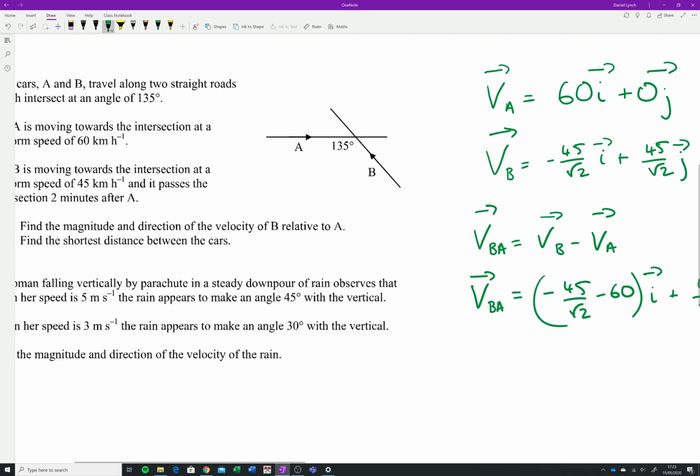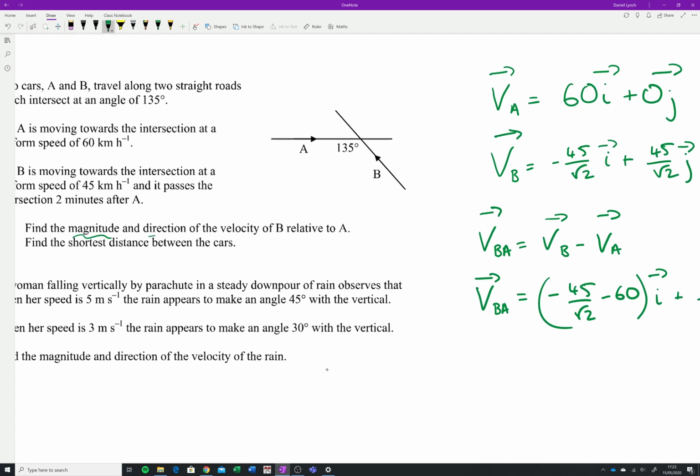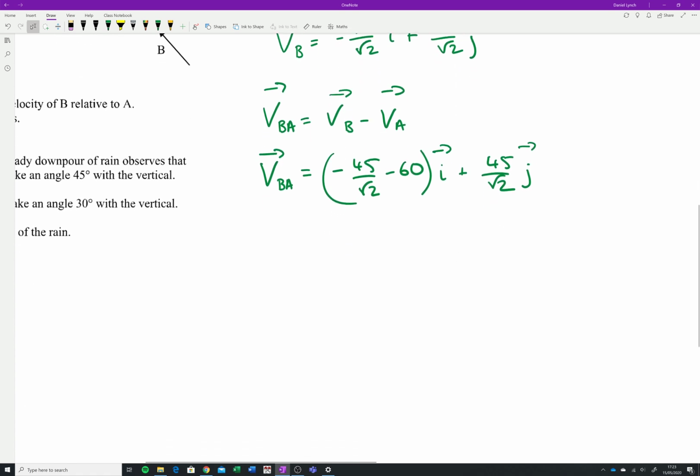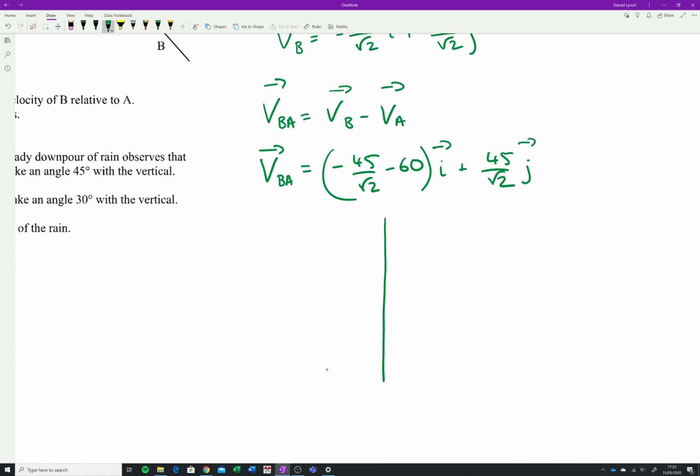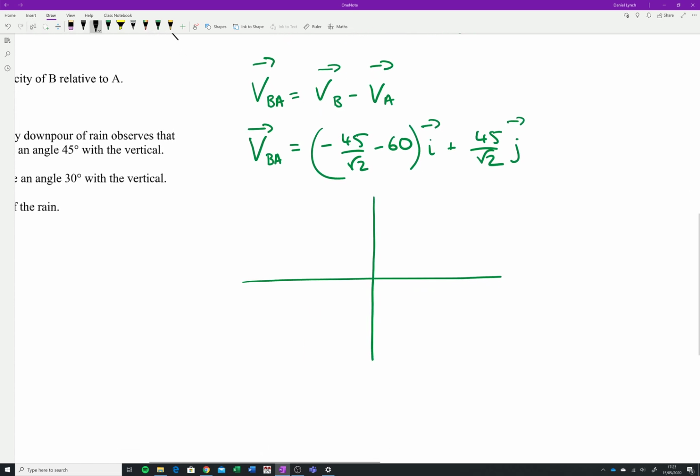Okay, nice enough. But they ask specifically for the magnitude and the direction. Okay, so what is this thing doing? What this thing is doing, we'll change colors, is this is now specifically B relative to A. Okay, it's moving over to the left. Technically, it's moving over 45 over root 2 plus 60.